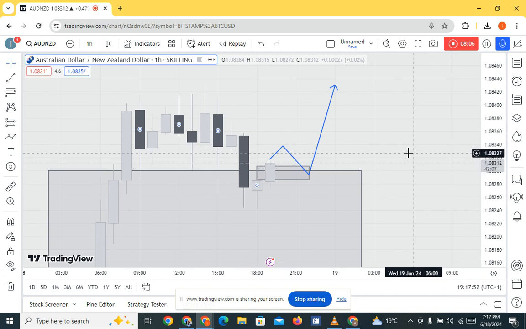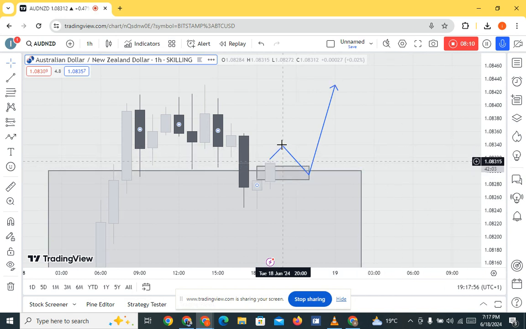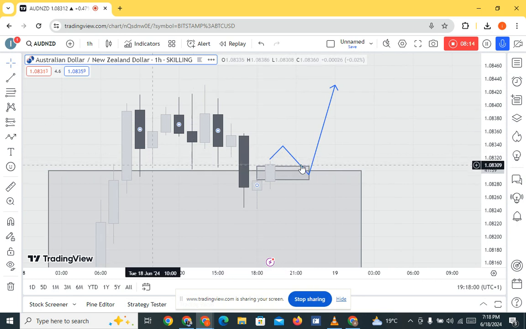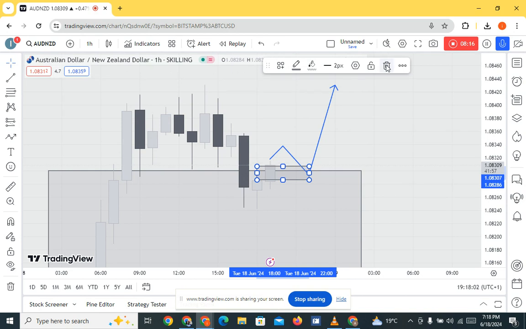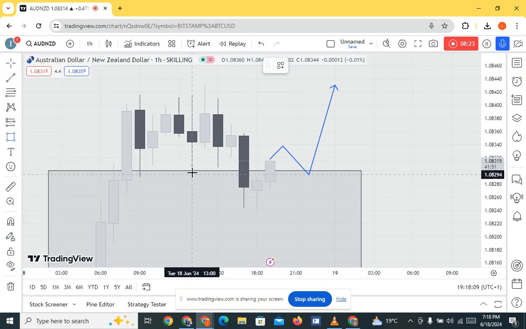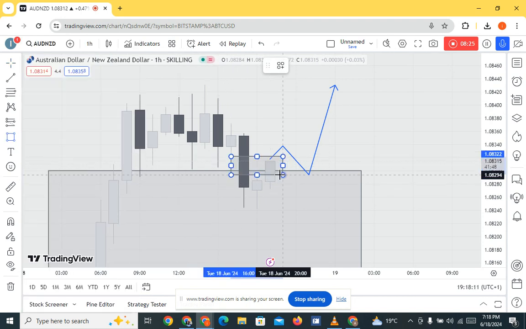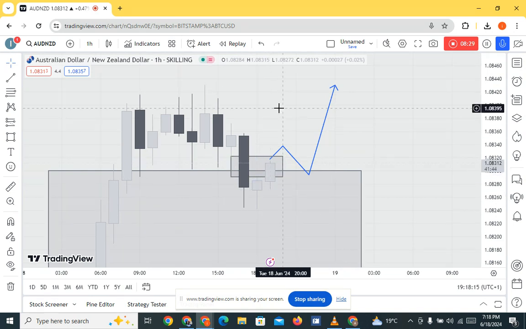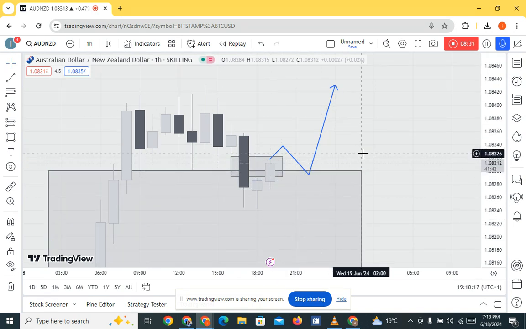So if you can't wait on a daily, you can come down to the 1 hour and wait for fair value gaps going higher, because this is a fair value gap right here. Price needs to disrespect this fair value gap right here, and this fair value gap right here, with another fair value gap going higher. That is the only time we can know that price is going higher.